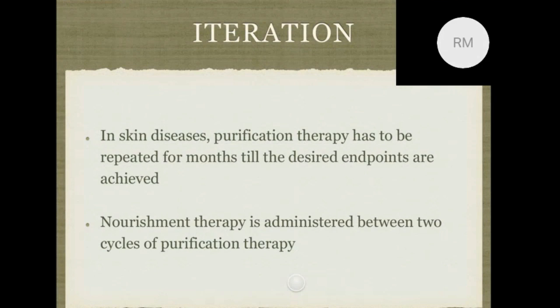So here are some examples. The first is called iteration. In skin diseases, purification therapy has to be repeated for months until the desired endpoints are achieved, and then nourishment therapy is administered. Then there is the concept of recursion, in which, for example, in a disease like rheumatoid arthritis, diverse interventions are administered, bloodletting, purgation, and each intervention is dependent on the other to produce the desired effect, in the proper sequence, in the proper dose. So that is what is meant by recursion.